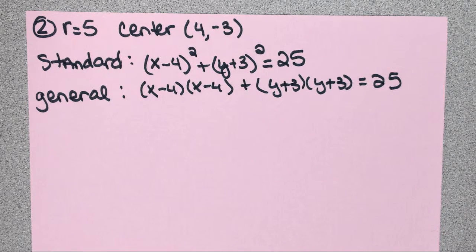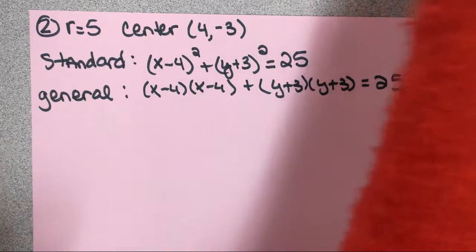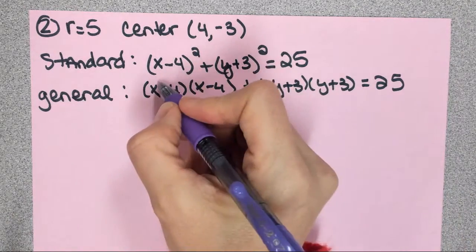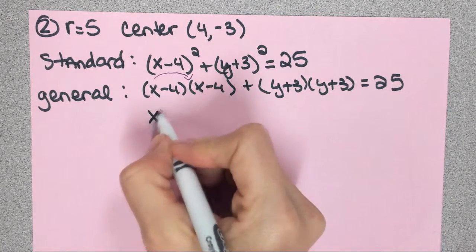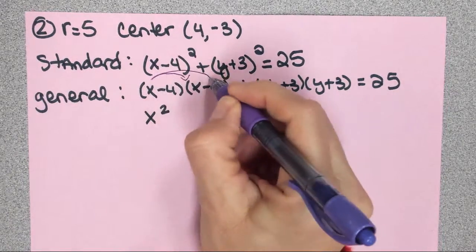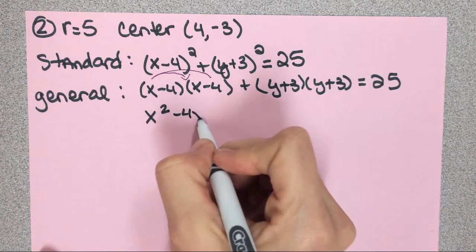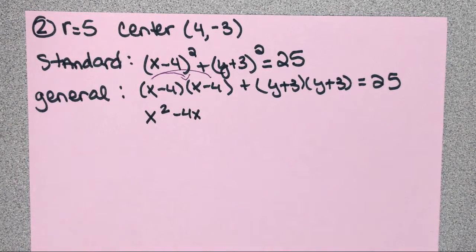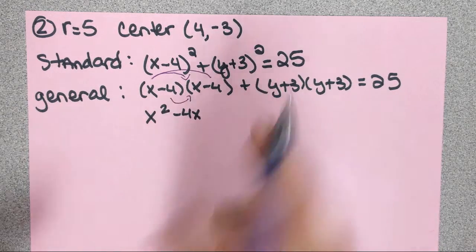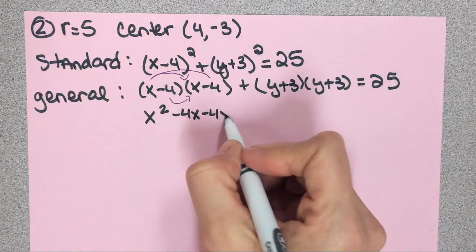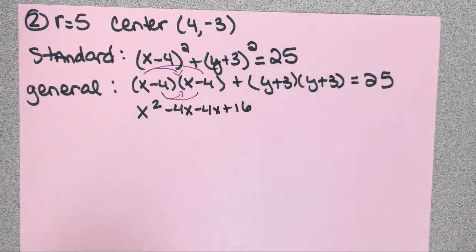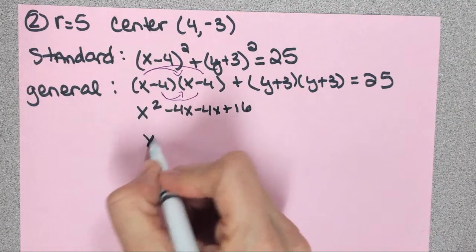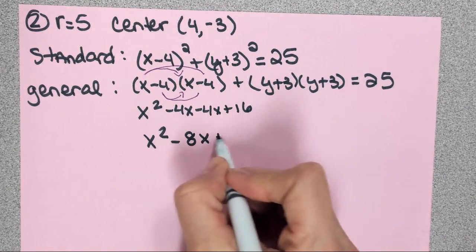Sure you could. It's called FOIL. All right, so let's see if we remember how to FOIL. Yeah, but a lot of it you're going to do in your head because y'all are smart like that. What's x times x? X squared. What's x times -4? -4x. Again, it's not difficult, but yes, it's a lot of work. Now I'm going to do the next term. -4 times x, -4x. And -4 times -4, plus 16. I'm going to go ahead and simplify that real quick. X squared minus 8x plus 16.